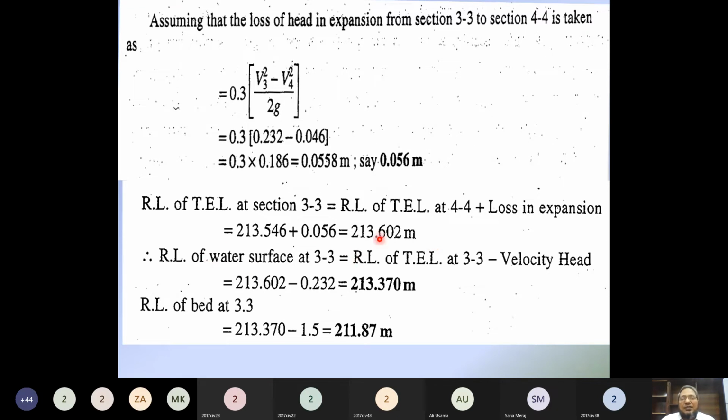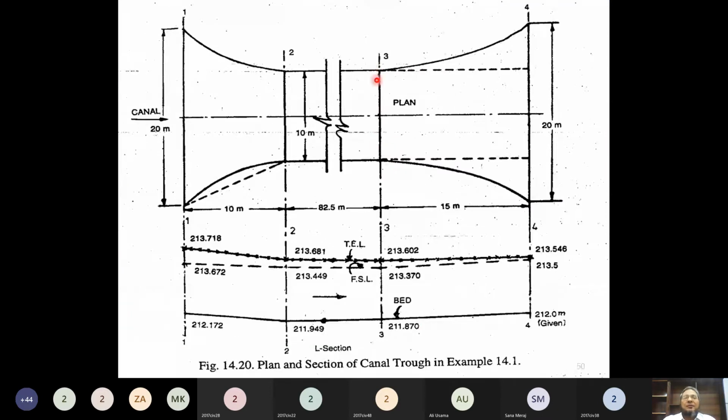So how can we compute the reduced level of the water surface? If I know the energy line, I have to subtract the velocity head. So this is the reduced level of the energy line at section 3 minus the velocity head. So these are the values, and 213.37 meter is the reduced level of the water surface. And now how can I compute the bed level? I know the water surface level minus the depth of flow, which we want to keep constant throughout the aqueduct. So this should be the level of the bed at section 3, 211.87 meter. So we have determined the bed level here.